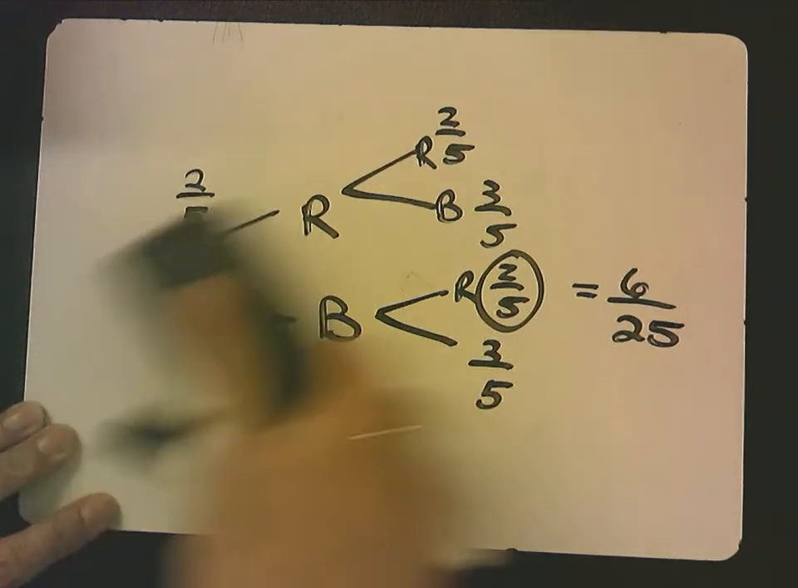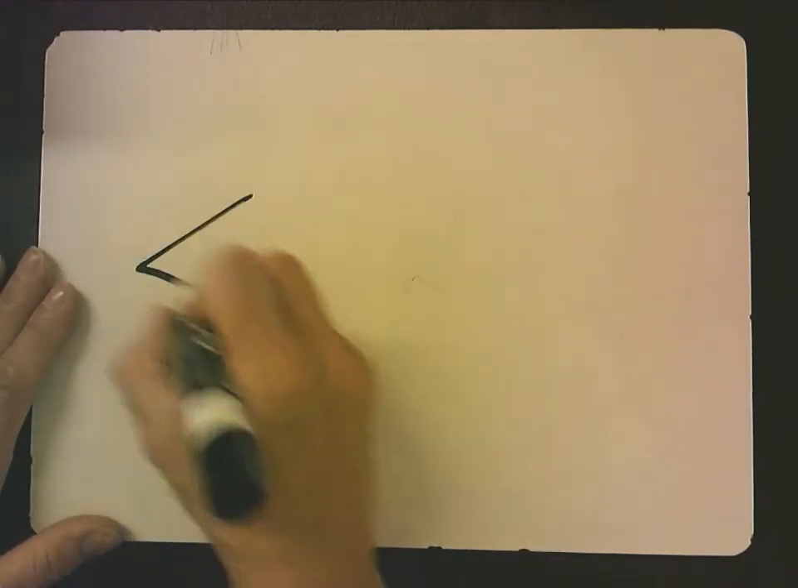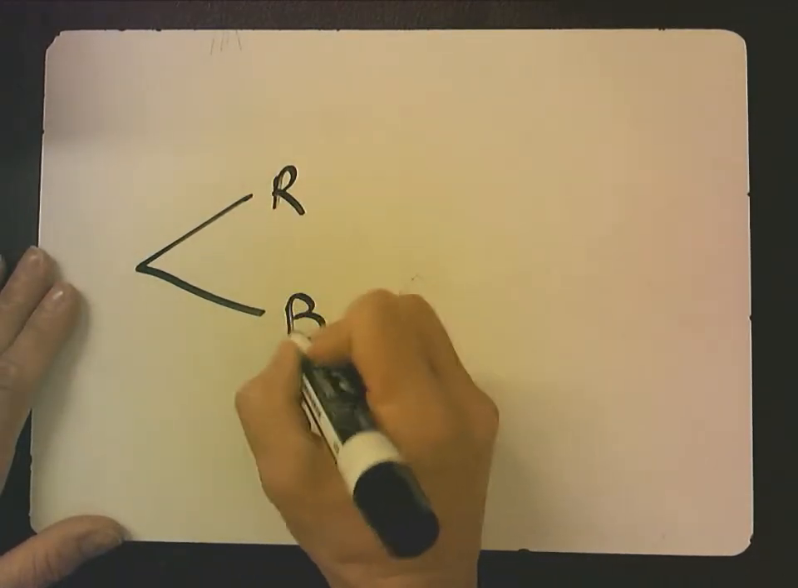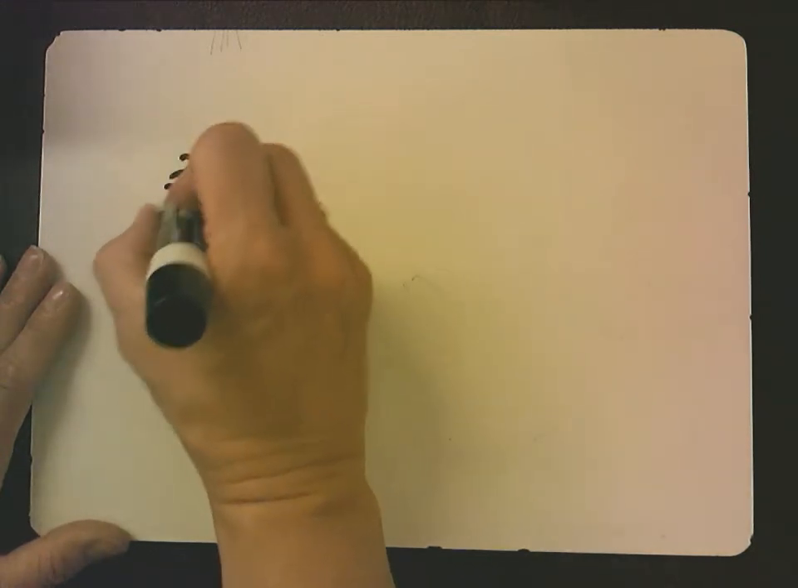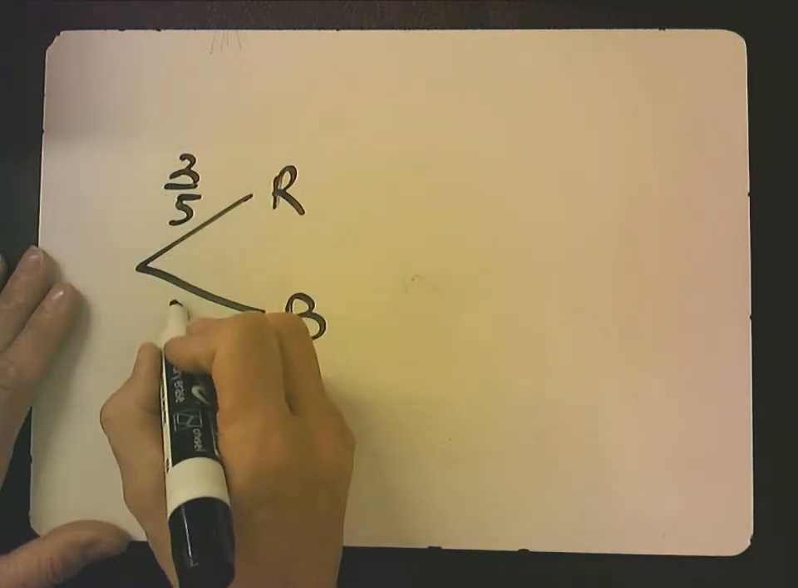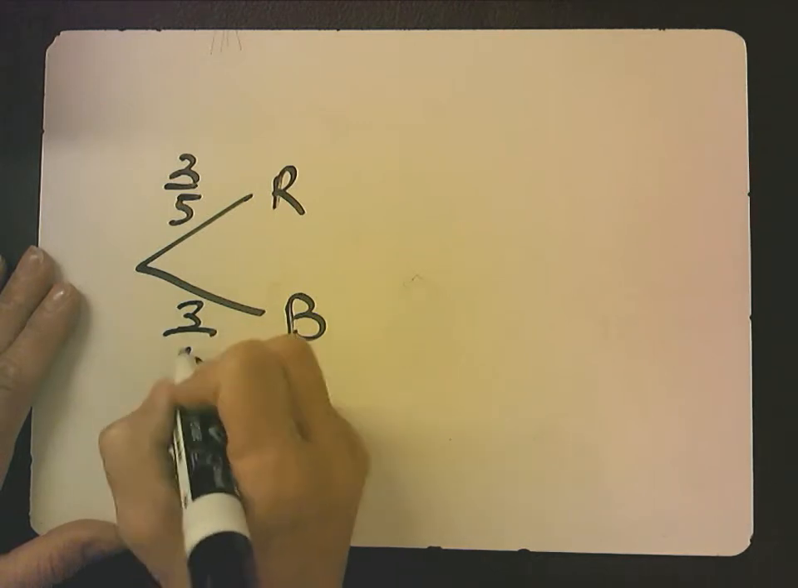Okay, but now we're going to change it by not replacing it. So we're not going to replace. So that means the beginning probability is still the same. My probability of getting a red is 2 out of 5. My probability of getting a blue is 3 out of 5.